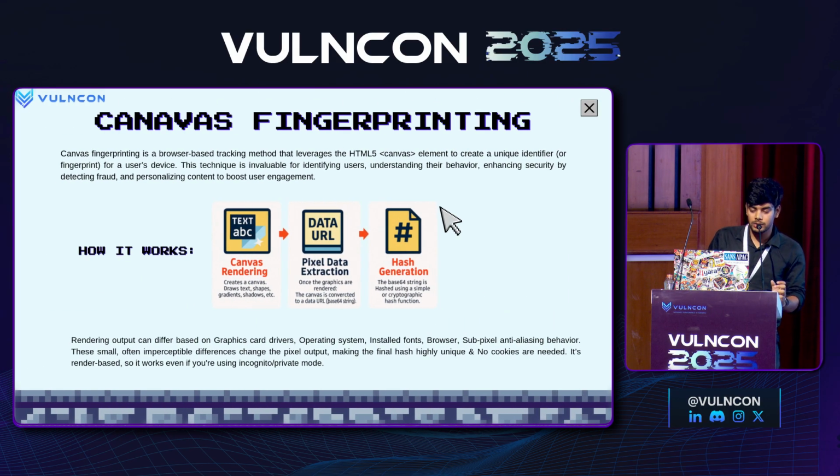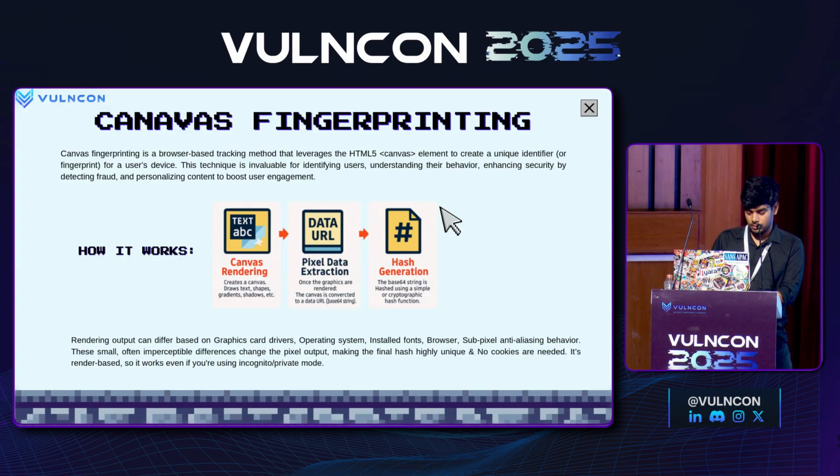Then next up is canvas fingerprinting. Canvas fingerprinting is using your HTML5 canvas elements to create a unique identifier. We create different canvases with text and shapes, and use sub-pixel anti-aliasing behavior, how they actually render on your screen and in your browser, and use these characteristics to identify you.